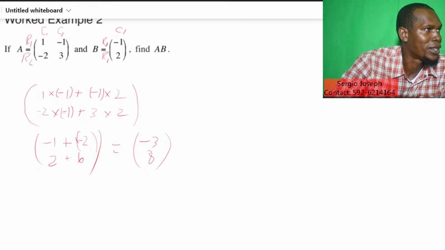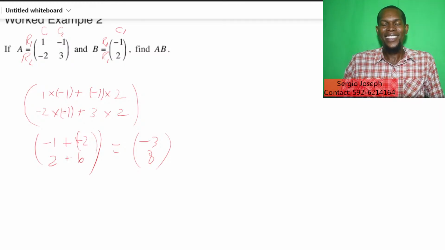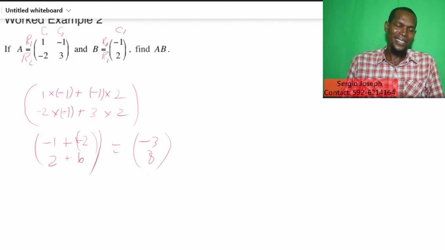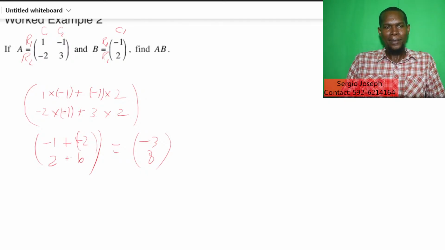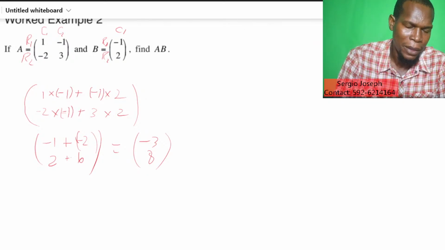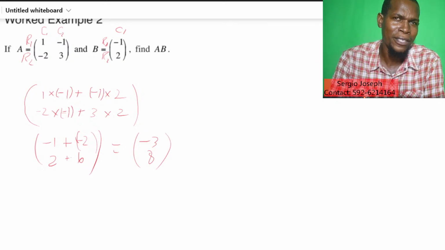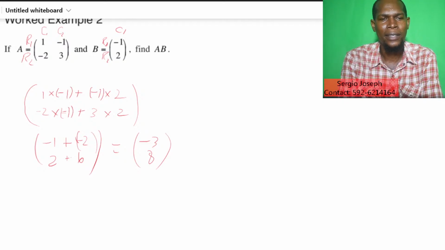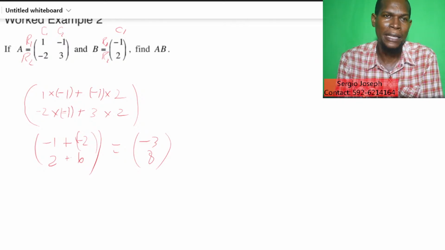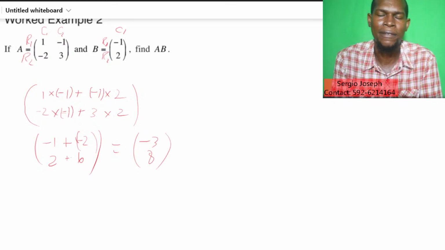Somebody asked a question. Well, I want to look for the feedback. Does this topic always come in CSEC, sir? Yes, it does. Always. They come in a different form. Later on, we're going to see how to solve simultaneous equations using the matrices method. We're going to learn how to find the inverse of a matrix and all these different little things.